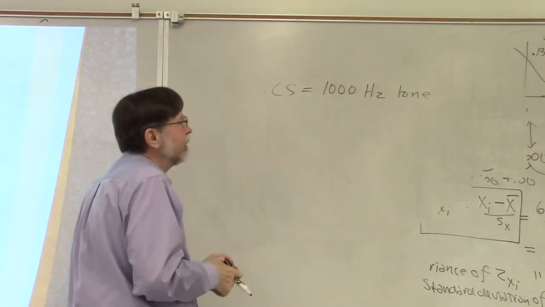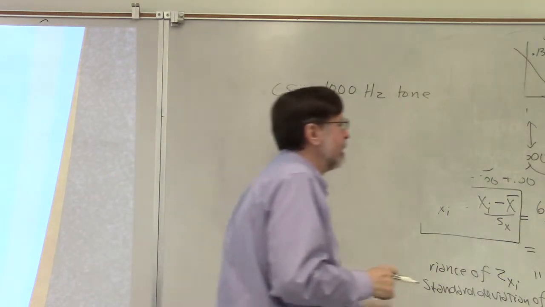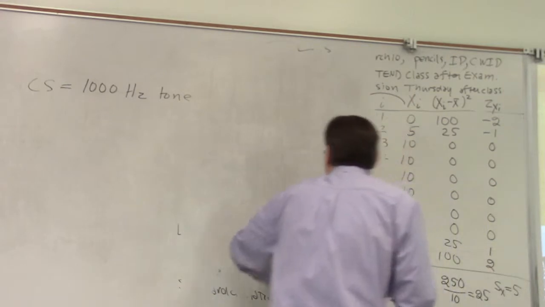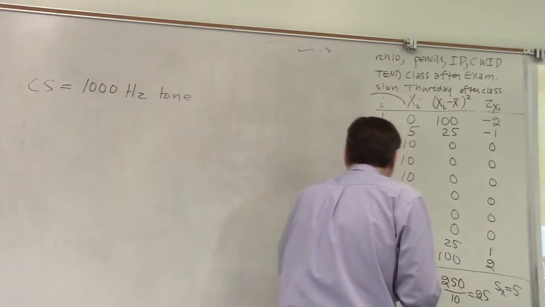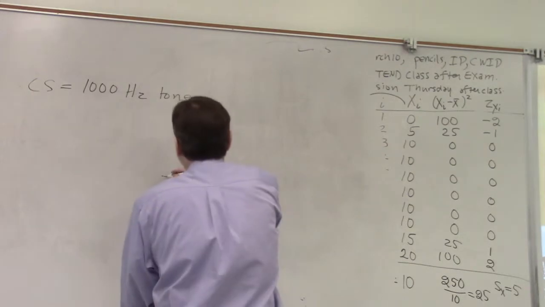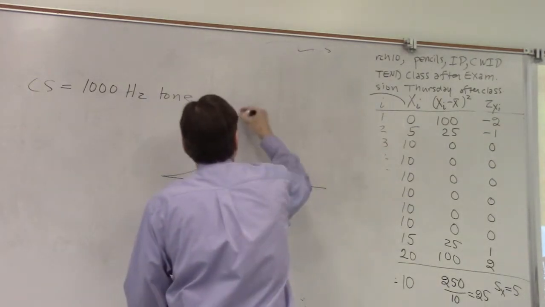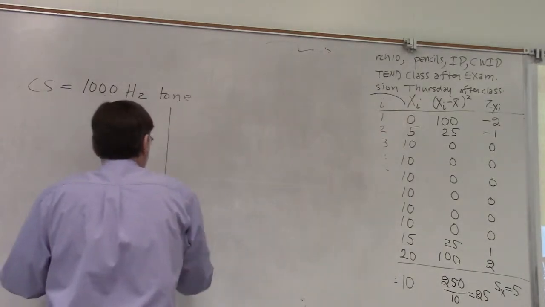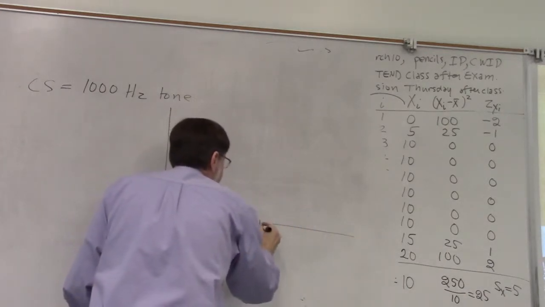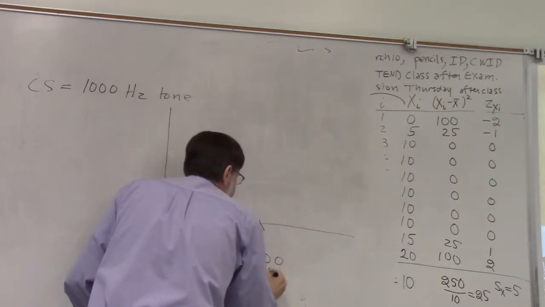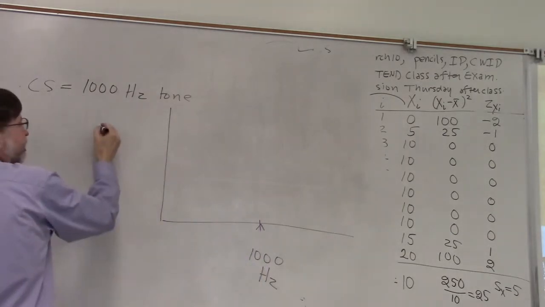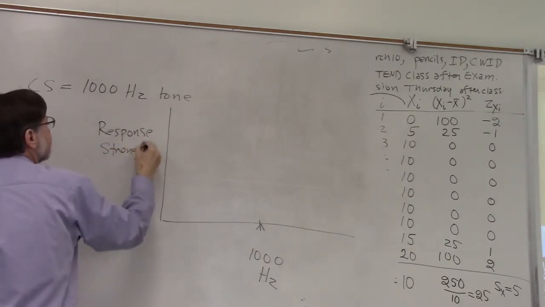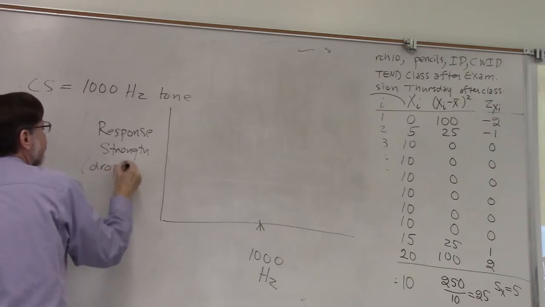All right. So you have a 1,000 hertz tone as a conditioned stimulus. And then we train the animal, we pair that with food, and we're going to plot the number of drops of saliva in response to tones of various frequencies. So here's our 1,000 hertz, and we're plotting the response strength. And in this case, it's drops of saliva.